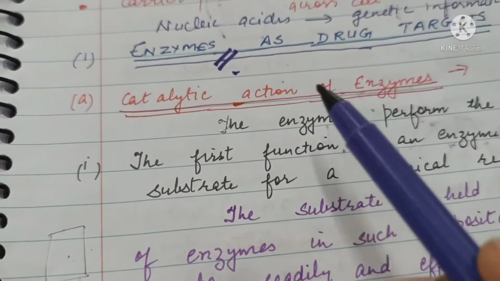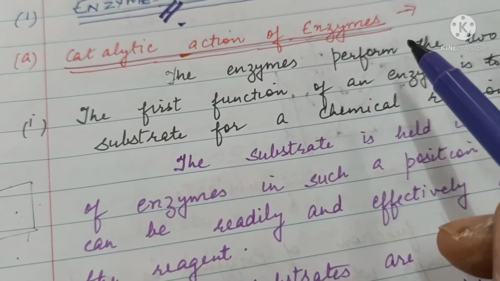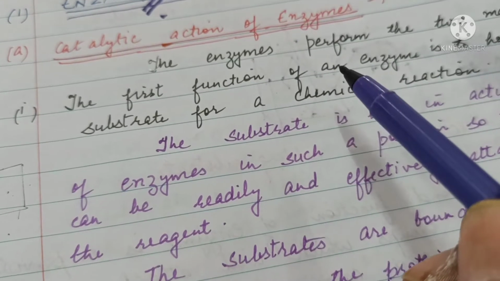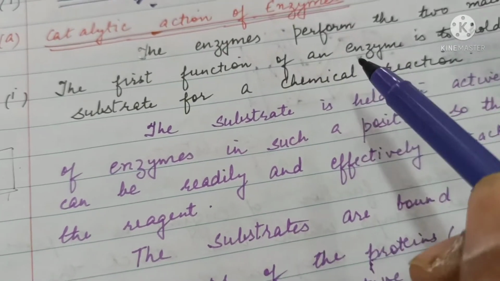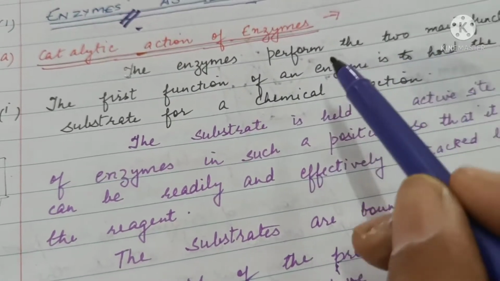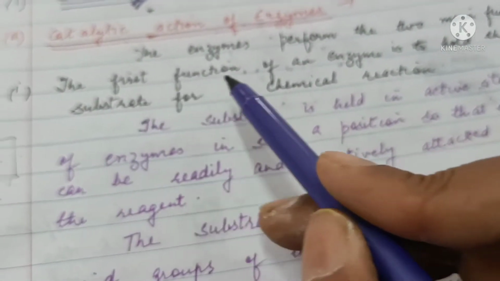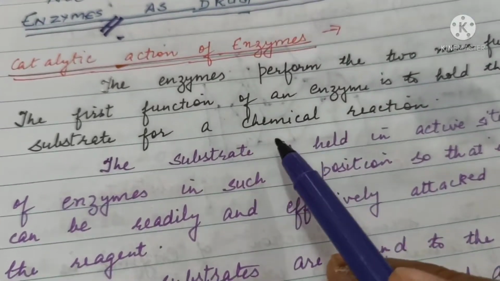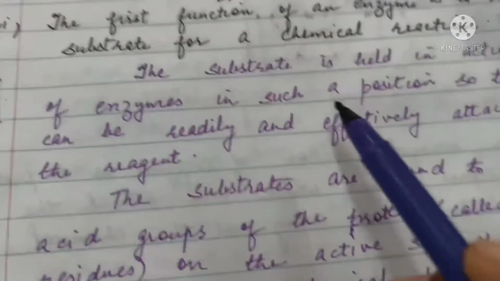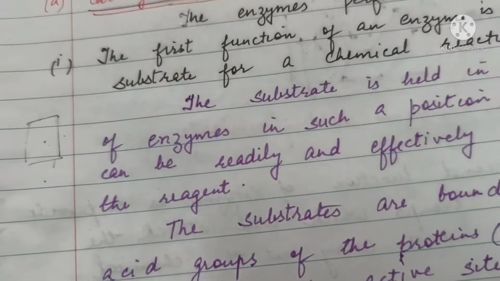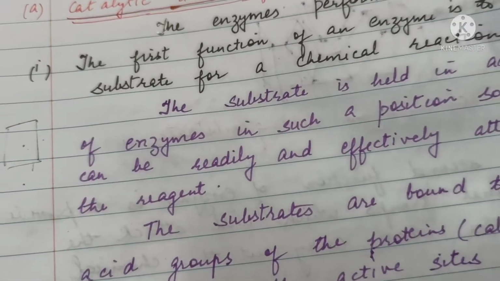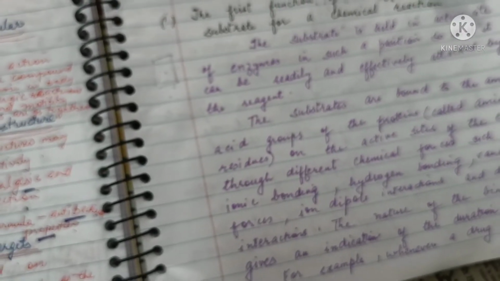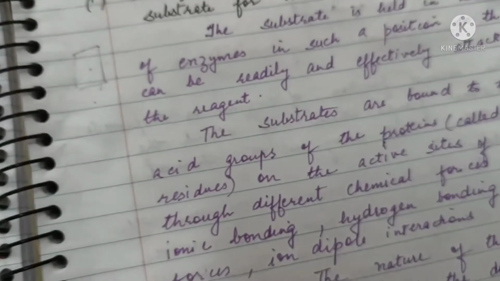So when enzymes are the drug targets, this can be done on the basis of the function they perform. For example, in case of catalytic action of enzyme, let us first understand how enzymes act in the molecules in the body. So enzymes perform two main functions. Now, the first function of enzyme is to hold the substrate for the chemical reaction. The substrate is held in active sites of enzymes in such a position so that it can be readily and effectively attacked by the reagents.